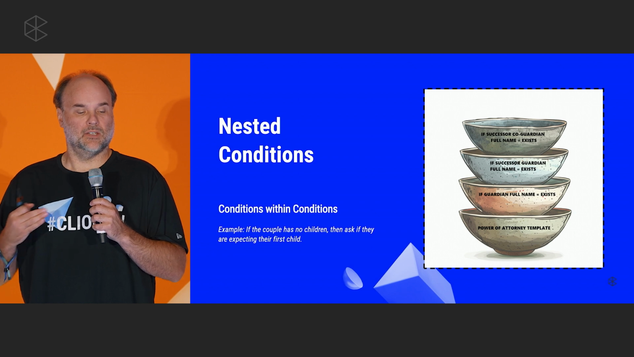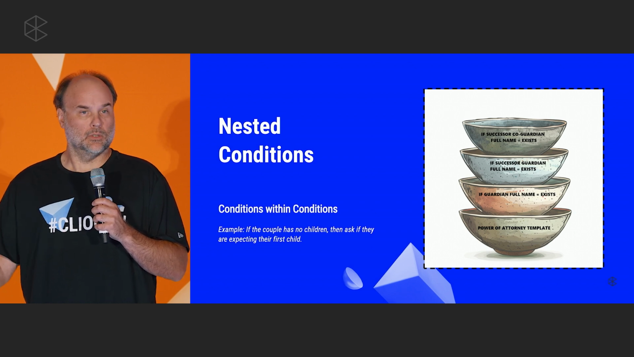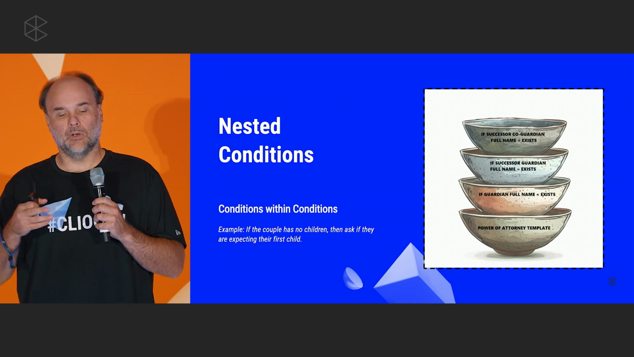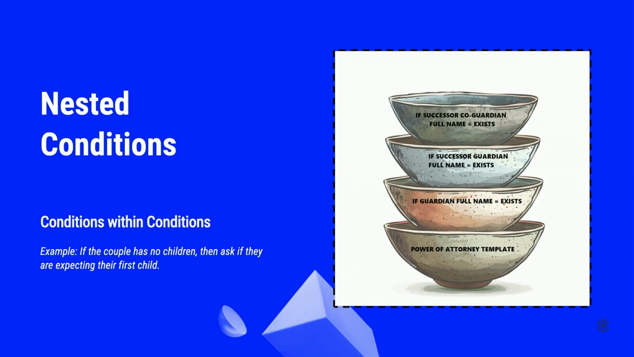So we only nest that second one inside the no children use case. Or in our little bowl picture here, in our power of attorney, we look at if there's a guardian. And if there is a guardian, then we want to look at, is there a successor guardian? And if there is a successor, then we want to look at, is there a co-successor? But we don't want to look at the co-successor if there's not a successor and if there's not a guardian. So it's kind of one side the other.